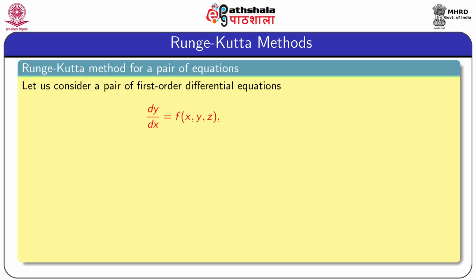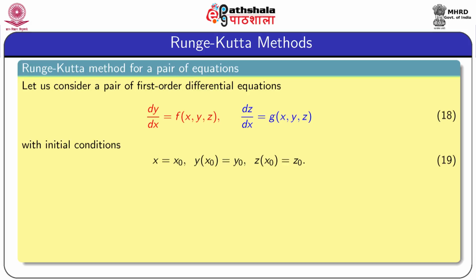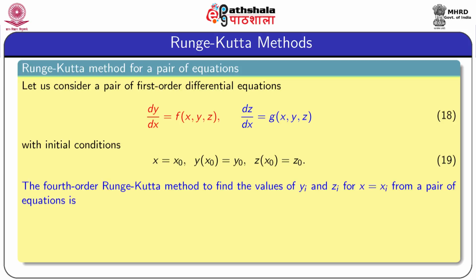Let us consider a pair of first order differential equations dy/dx equal to f of x, y, z, and the second equation is dz/dx equal to g of x, y, z, with the initial conditions x equal to x0, y equal to y0, z equal to z0. So, this is a pair of ordinary differential equations, and that one is equation 18, and equation 19 gives the initial conditions.